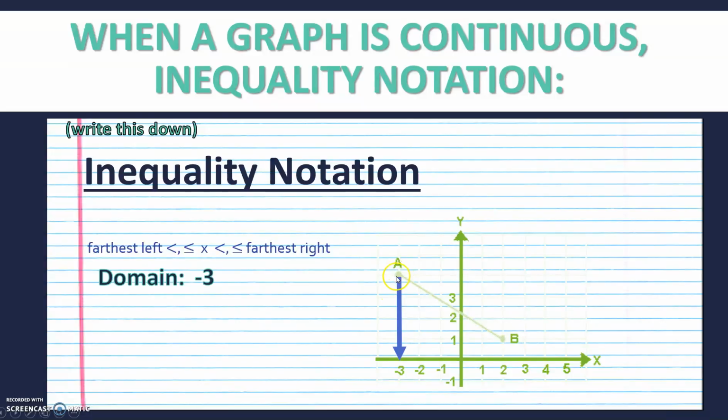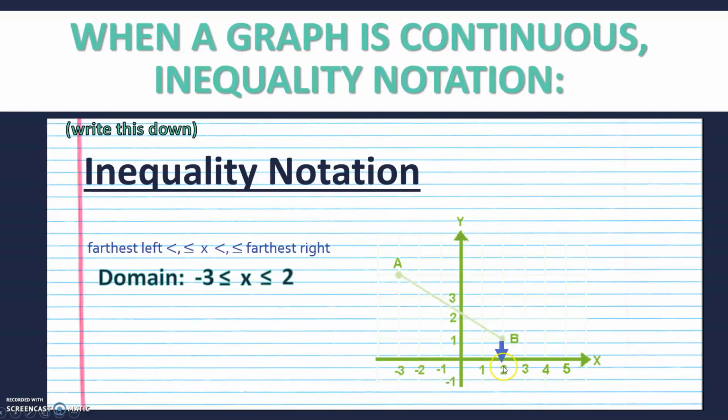Now I want to see, is this an open or a closed circle? Am I including the number -3? I can see from this, yes, I am. Since I'm including it, we remember when we include things, we draw the line underneath. So I'm going to do less than or equal to. Again, the domain is the x values. Then I'm going to look at the farthest right point. I see here that I'm including it, so it's going to be a less than or equal to.